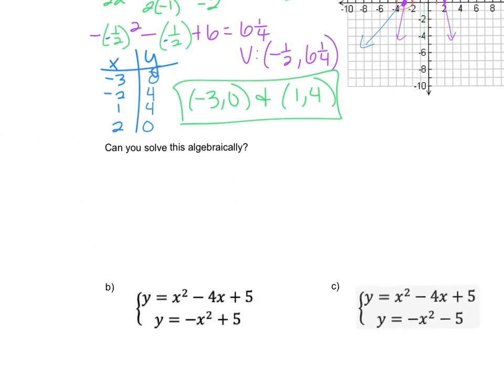Can you solve this algebraically? Yes, and that's how I'm going to solve this, most of these, all of these, the rest of them. So first, let's talk about something.